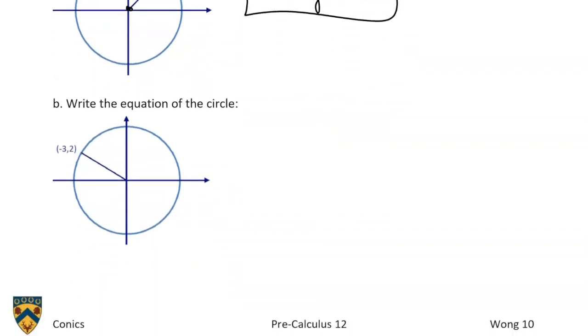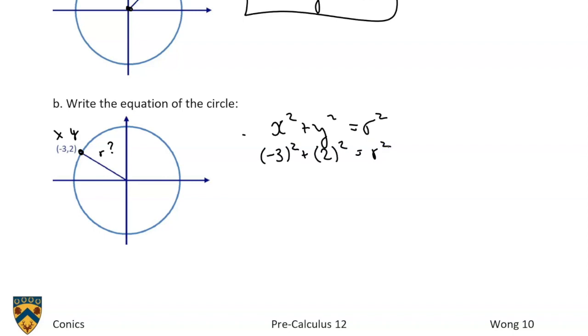Part B, write the equation of the circle that passes through the point negative 3, 2. We don't know what the radius is in this case. You could say something like x squared plus y squared equals r squared. And we know a point with an x and a y that we could sub in to solve for r. So let's do that right now. Where I have an x, I can replace it with a negative 3, and where I have a y, I can replace it with a 2. And now we can solve for r.